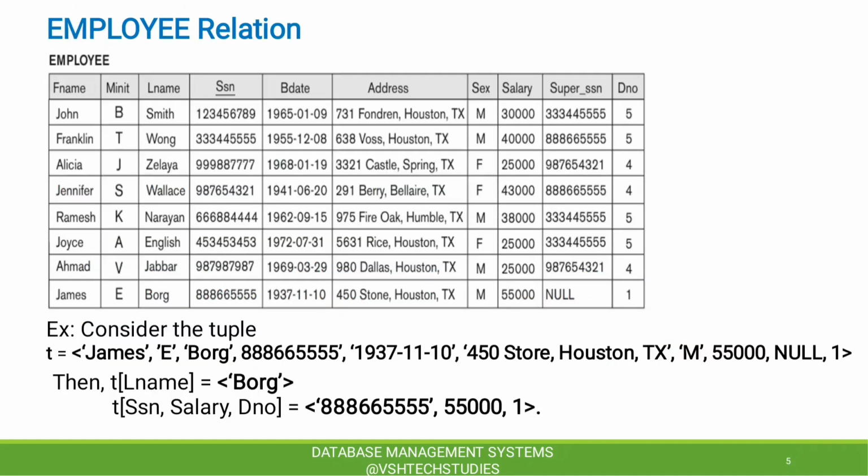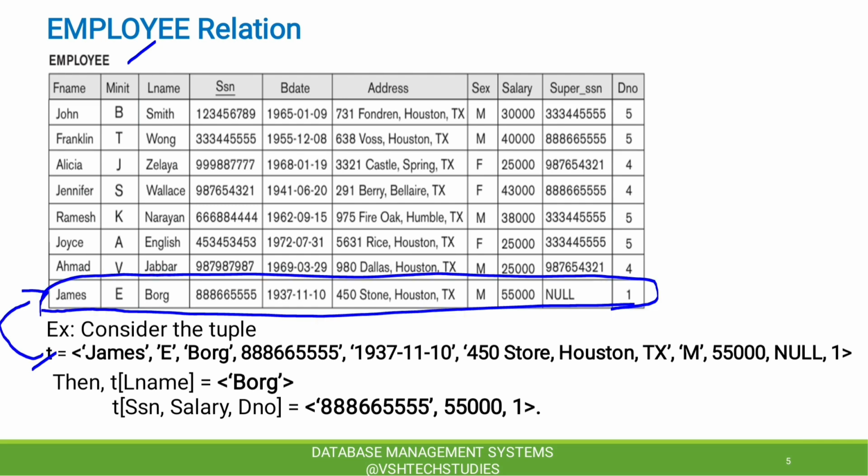Consider the employee relation. In this, a tuple is taken for example, that is t. This belongs to James E. Borg. So that is this tuple. James E. Borg, the three attributes F name, M init, L name, are given here in the tuple t. The next one is the SSN attribute value, that is 888-66-5555, given here. The B date value, that is the birth date value, is taken here.